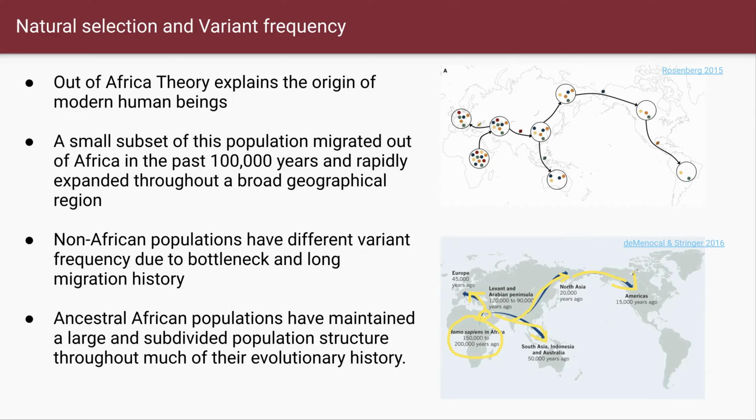And within this time, definitely, African versus non-African people have different compositions of the variant, and that is still reflected by frequency, right? So in other words, we can say that the non-African populations have different variant frequencies because of different bottlenecks and long migration history, right?